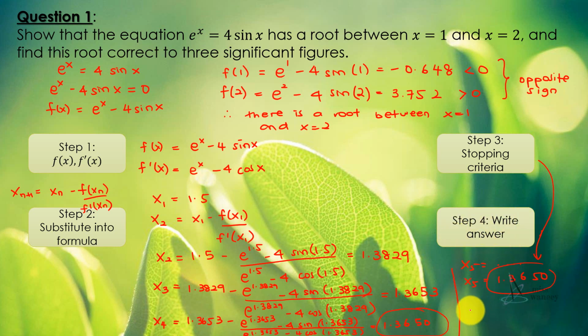So now we have to write down our answer. Therefore, x is equal to, going back to 3 significant figures, 1.37 up to 3 significant figures. I need to remind you of one thing. If the question asks for 3 significant figures, as you can see, my working is always more than that. So for our working, it should always be more than what the question wants. But for your final answer, you should follow the question. If the question says 3 significant figures, your answer should also be 3 significant figures.